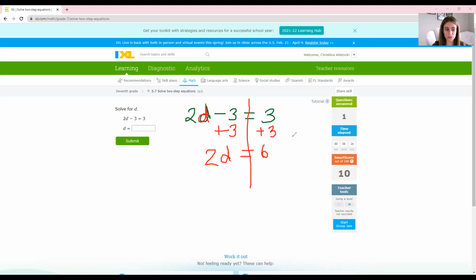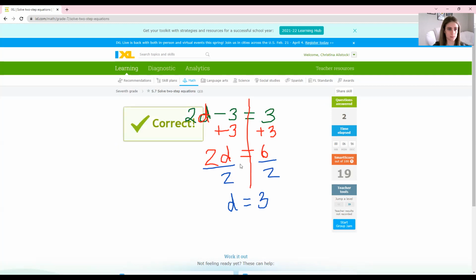I have one final step. That 2 is being multiplied by your d. What is the inverse of multiplication? Division. We're going to divide both sides by 2. 2 divided by 2 is 1. We're left with one single d, which is what we were going for. 6 divided by 2 is 3. Now that my variable is by itself, I know exactly what that variable represents. The number 3.